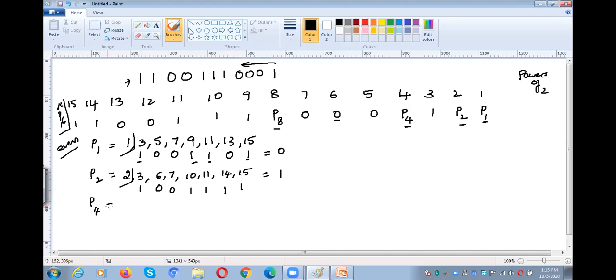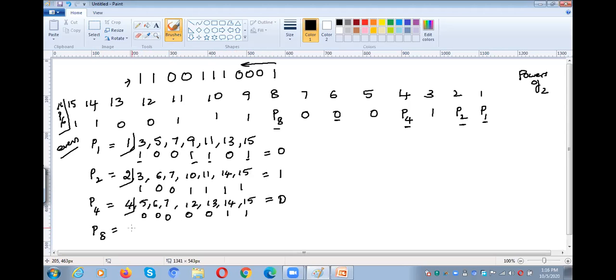And then you need to calculate for P4. Okay, 4, 5, 6, 7 you need to consider. 8, 9, 10, 11 you need to leave. Consider 4, leave 4. Then 12, 13, 14, 15. So 4, 5, 6, 7 you consider, 8, 9, 10, 11 you leave, again 12, 13, 14, 15. What are the values? We need to discard the fourth position. 5 is 0, 6 is 0, 7 is 0, 12th position 0, 13th position 0, 14 is 1, 15 is 1. Because the number of ones is 2, the value is 0.